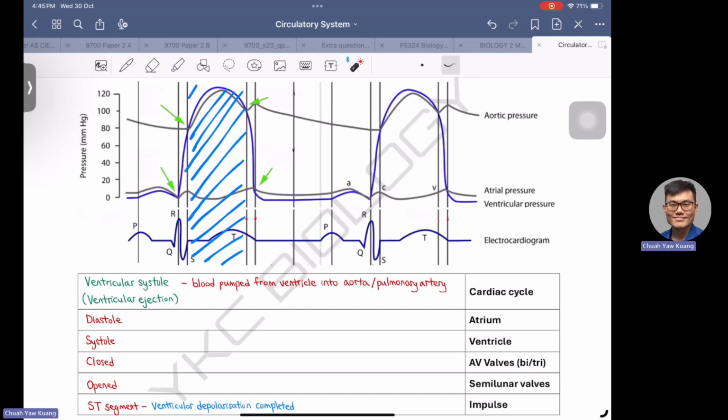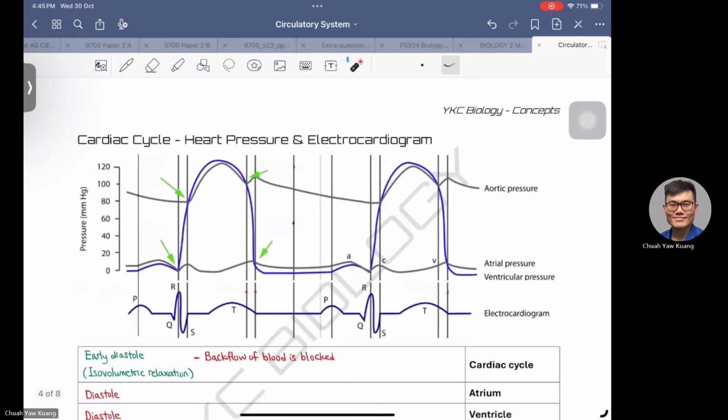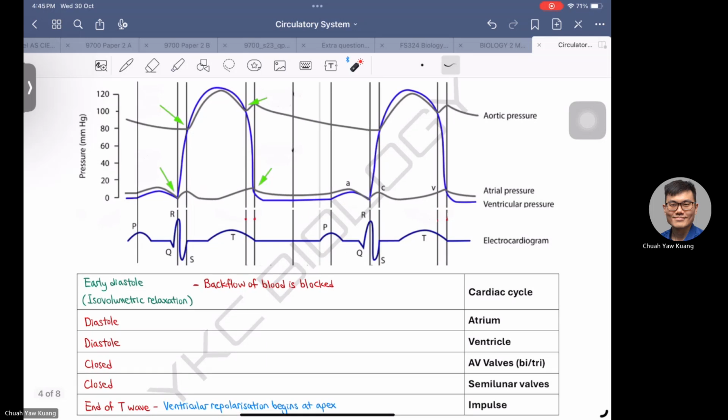Then next, we will move on to the diastole. For diastole, it can be separated into early diastole and also mid to late diastole. Diastole is a long phase, so there are quite many events that occur here. So now we will look at the early diastole first. That means the starting point of the diastole, which is this period of time. So let me shade it with the blue color.